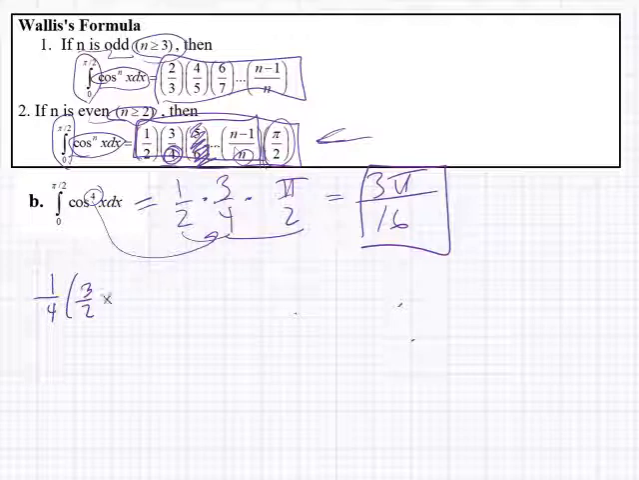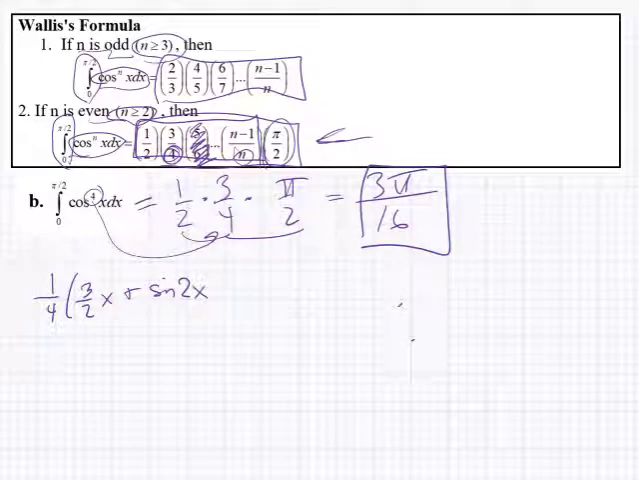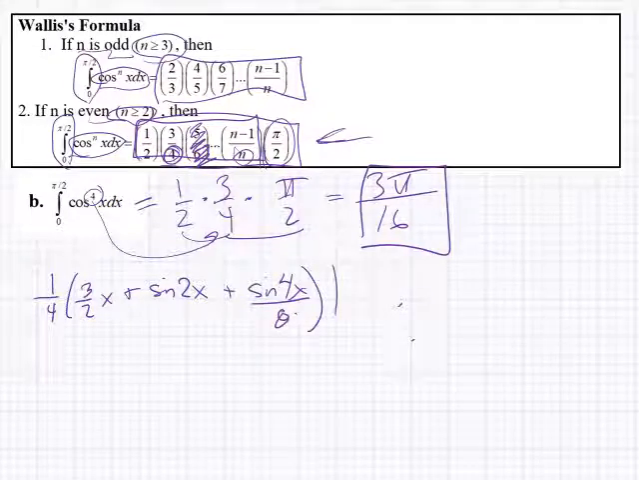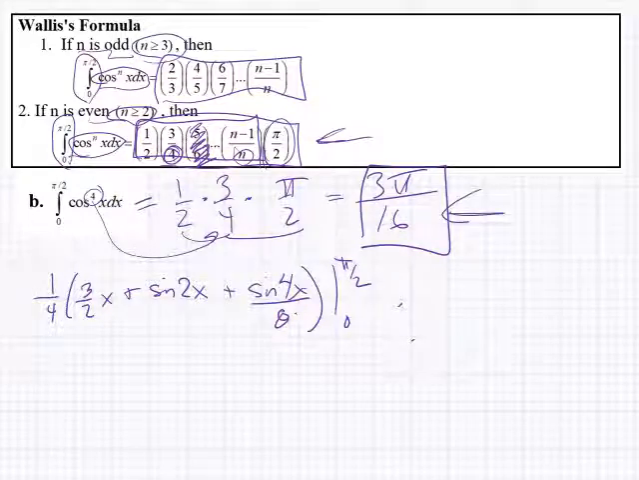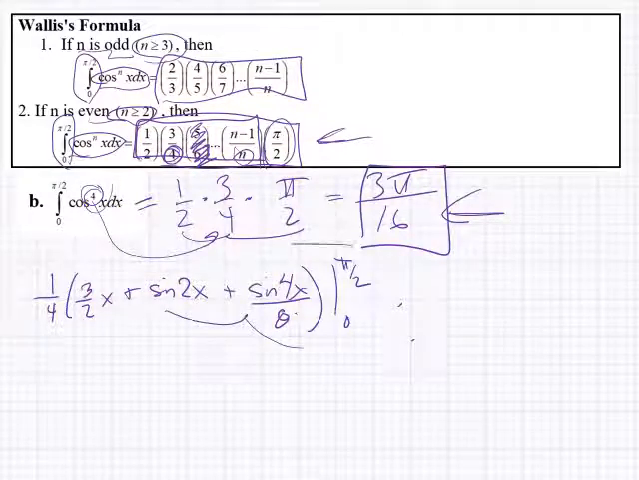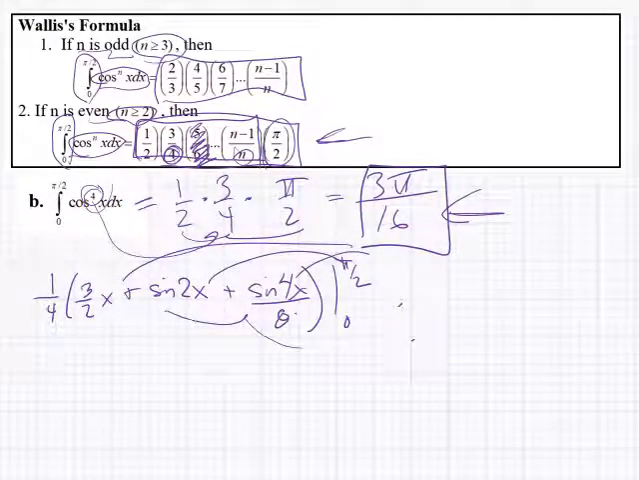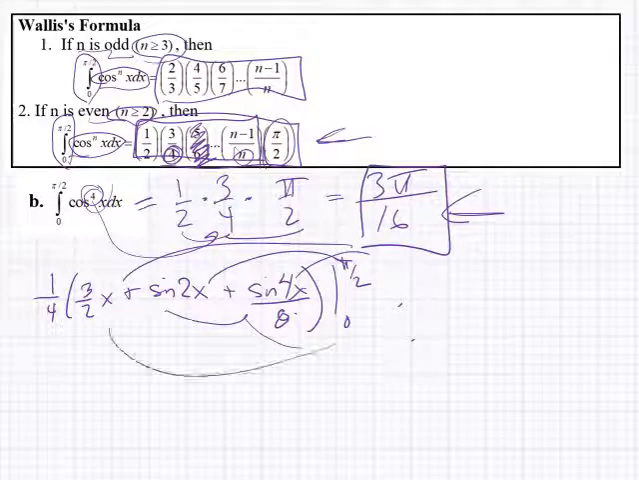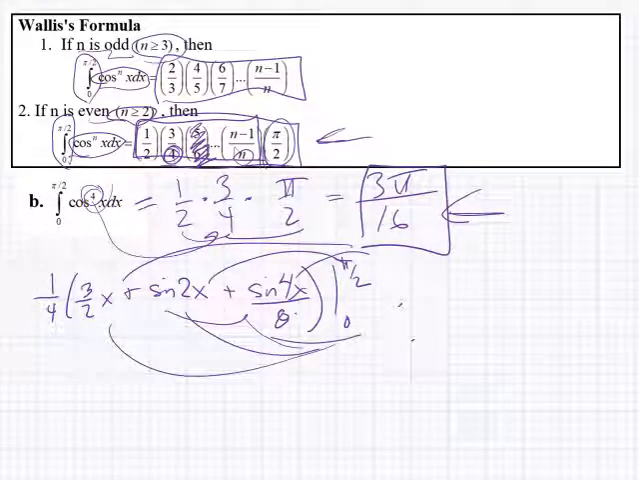Now, if you look at the answer that we had a second ago, it was 1/4 times 3/2 x plus sine 2x plus sine 4x over 8. If I evaluated that between 0 and pi halves, we're going to get this answer. But the reason why there's a pattern to it is the way that this answer would create the same pattern over and over again as that power gets bigger and bigger. So if I plug pi halves in here, here, and here, and then plug 0 in here, here, and here, you see what we end up with.